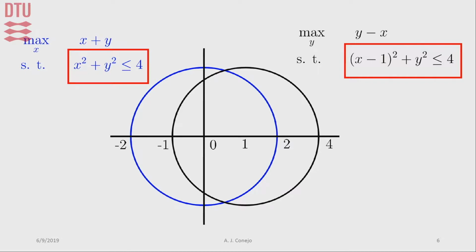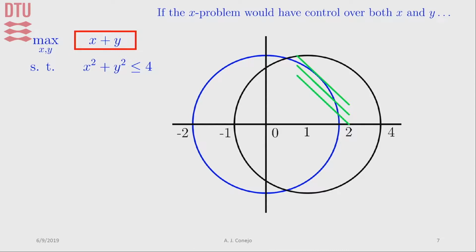Okay, this problem is the black one, which has its center over here at (1, 0), and again we have a radius of 1, and this linear objective function over here. So let's assume that the x problem can actually move both of them. The x problem can control x and y. It has control over the two variables.